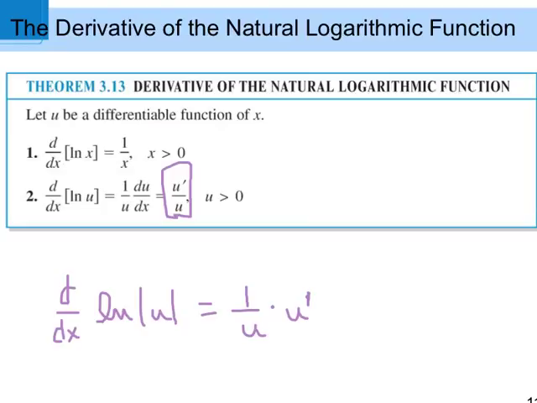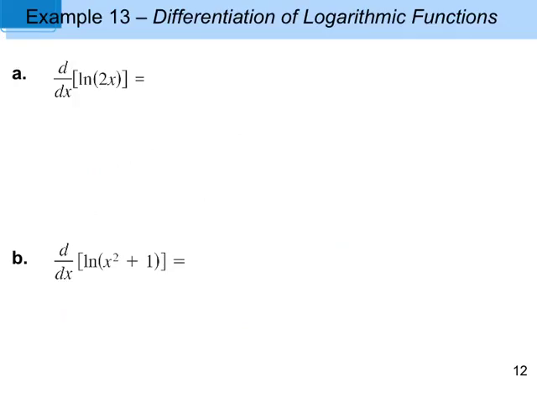This little mark here, incidentally, is just a comma telling you that u has to be greater than 0. Because if u wasn't greater than 0, it wouldn't be in the domain of the natural log function. So again, 1 over u du dx, or 1 over u times u prime, or u prime over u. Those all mean the same thing, and I would definitely use u prime over u. Just seems like the easiest to remember. So let's use that for these problems.